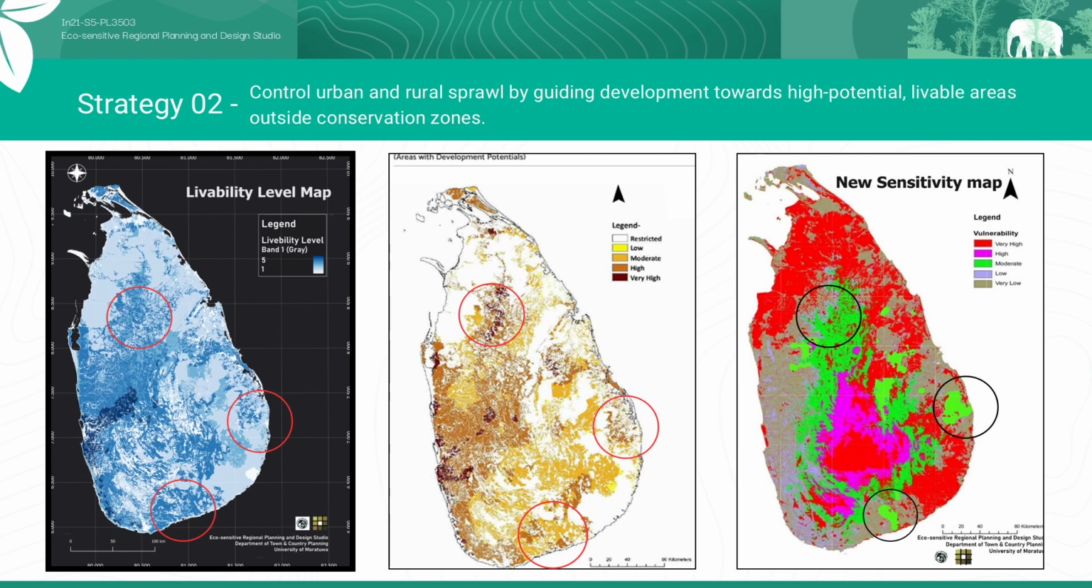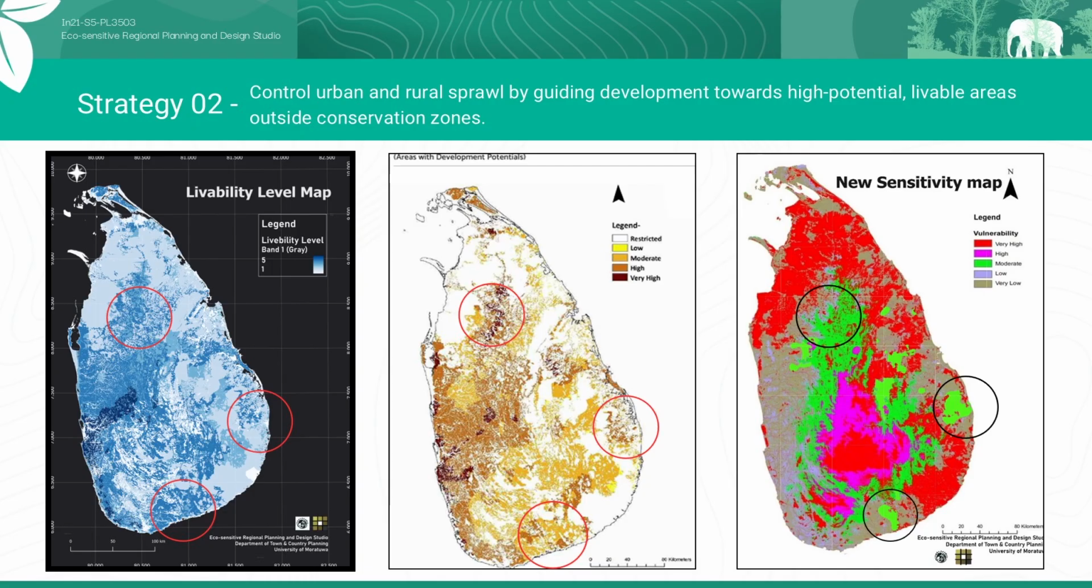Now on the right side we have the map which we made by including HEC density as one of the criteria. This other map shows the livability map proposed by the National Physical Plan for human settlements, and the center map shows the development potential map proposed by the National Physical Plan. You can clearly see that some areas with high HEC incidents, like Anuradhapura, Ampara and southern regions like Hambantota, have significantly high sensitivity in the new map.